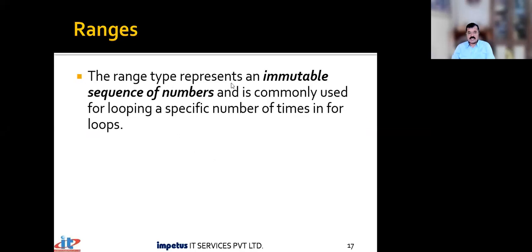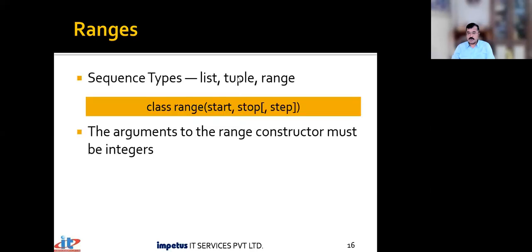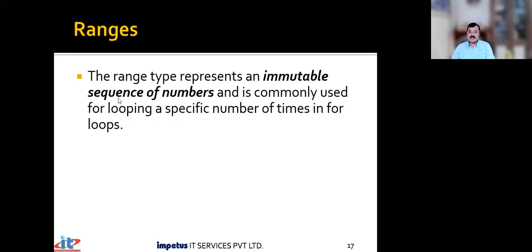The range type represents an immutable sequence of numbers. Like tuples, which are immutable, range will also create an immutable sequence of numbers. Another important thing: ranges have to do with numbers. We will not have a range of strings or a range of characters. It is commonly used for looping a specific number of times in a for loop. There is where the relation lies.